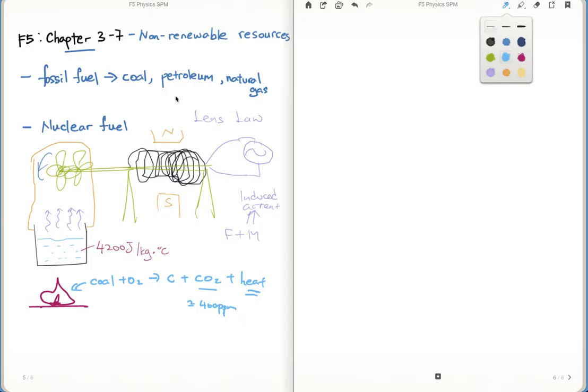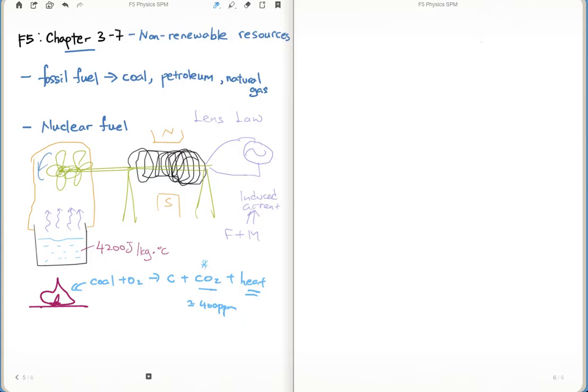non-renewable resources. You use fossil fuel, coal, petroleum, the same. It's always burning of coal or burning of petroleum in an engine, or perhaps natural gas. Okay, they always have this process of burning, and you get CO2. So this is the main concern.